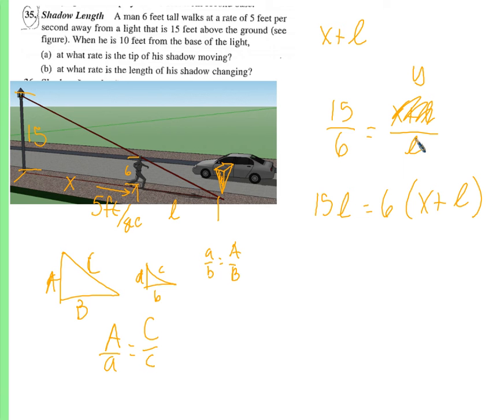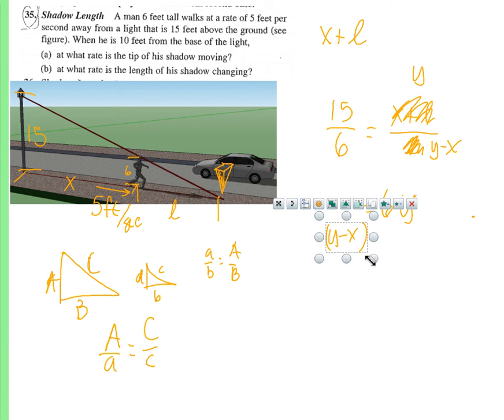L would be y minus x, now x is back. Yeah. That's pretty clever. So we call this y, we call this y minus x. That looks gross. That's cool. So 6y, and this guy multiplied by 15. So we want to know about dy dt, and we know something about dx dt.